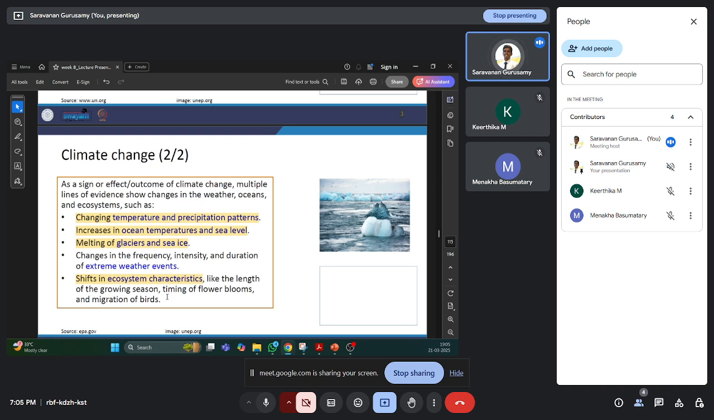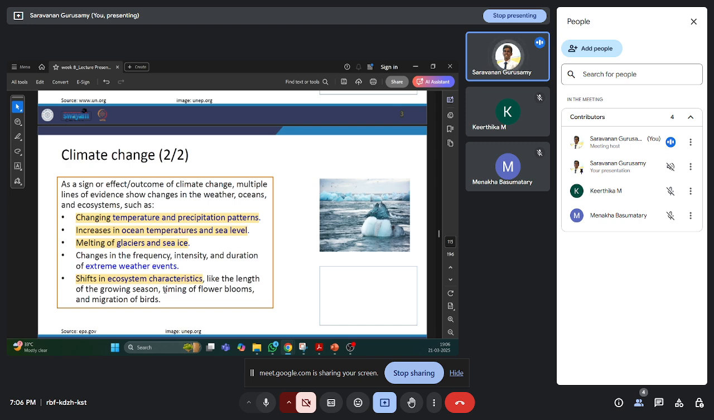So climate change has impacts like changing temperature and precipitation patterns, increasing ocean temperature and sea level, and melting of glaciers. What is the problem with the melting of glaciers? There may be some carbon embedded in the ice caps. Whenever the ice caps melt, this carbon gets emitted into the atmosphere. Again, it increases the global warming potential. Already the ice is melting due to global warming, and again the carbon increases.